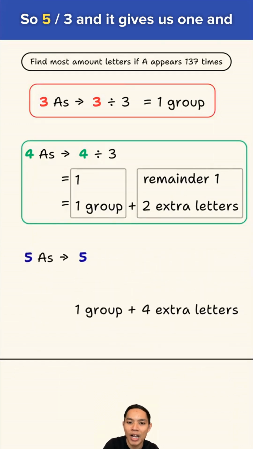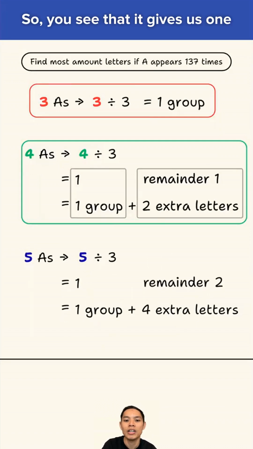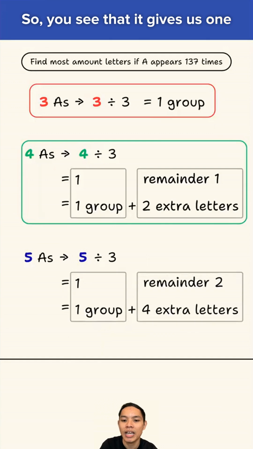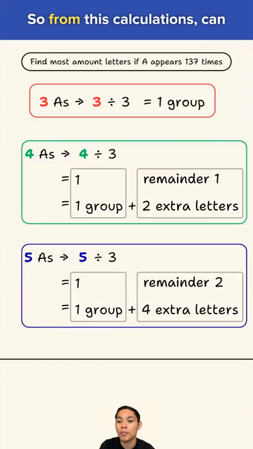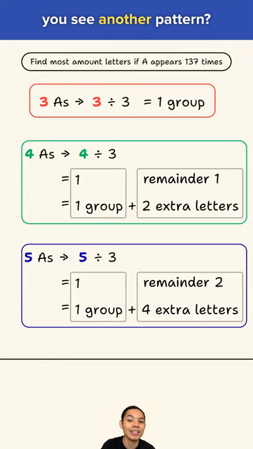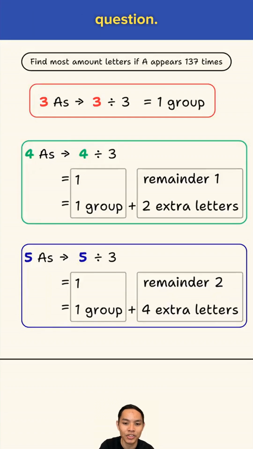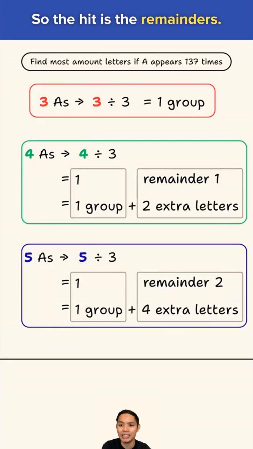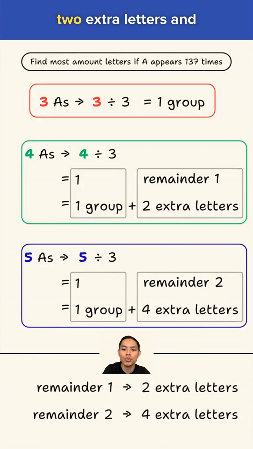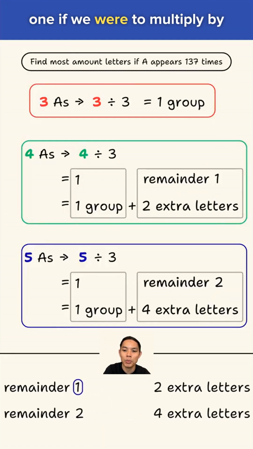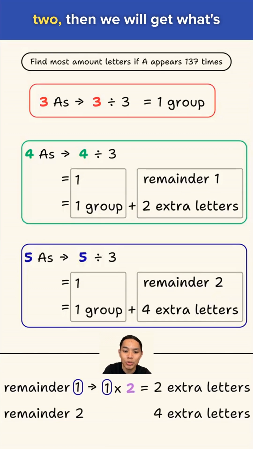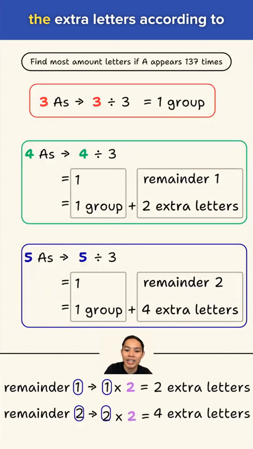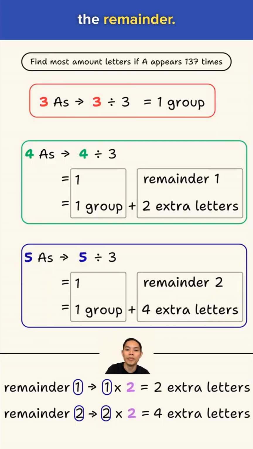It is the same. 5 divided by 3 gives us 1, and what's the remainder? 2. So you see that it gives us one group and 4 extra letters. From these calculations, can you see another pattern? You can see why this is a hard question. The hint is the remainders. Remainder 1 gives us 2 extra letters, and remainder 2 gives us 4 extra letters. So the extra letters are the remainder multiplied by 2.